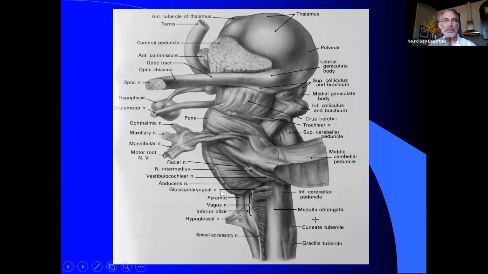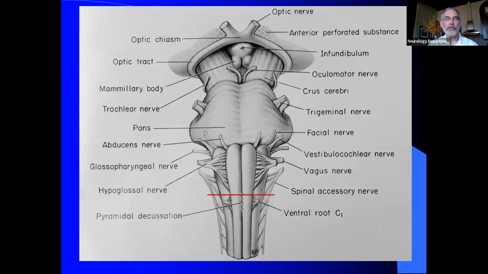Focusing on the medulla, right? So here we have various cranial nerves emerging, everything from glossopharyngeal to hypoglossal, vagus as well. We see the pyramidal tract. We see the tubercle of the inferior olive, right? And so this is all medulla down here, and another view of cuneate and gracilis nuclei on the dorsal surface. I put this red line in here as a rough landmark between pyramid and spinal cord.